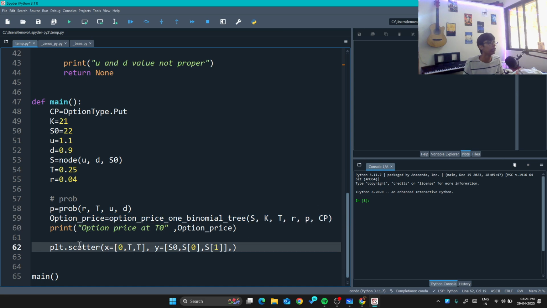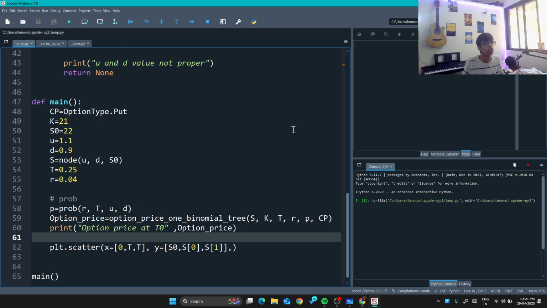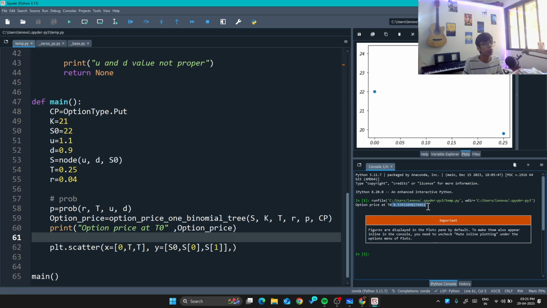And then the plotting is not correct, just see the option price. You can see the option price here. I didn't join the plotting, I am working on the plotting, and that's the option price.